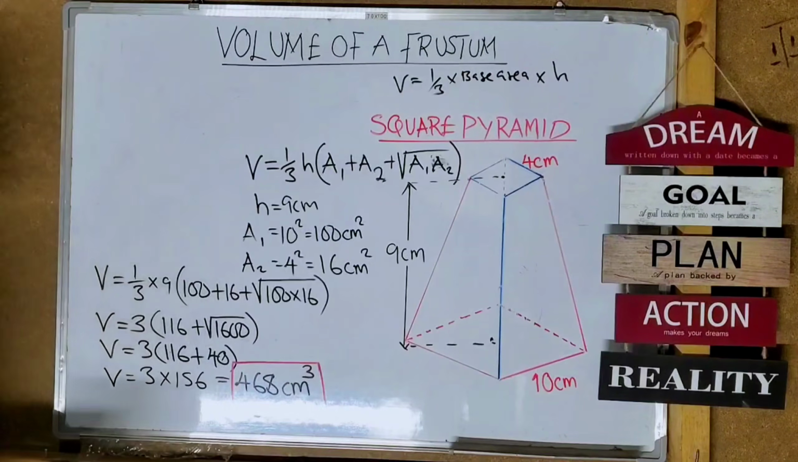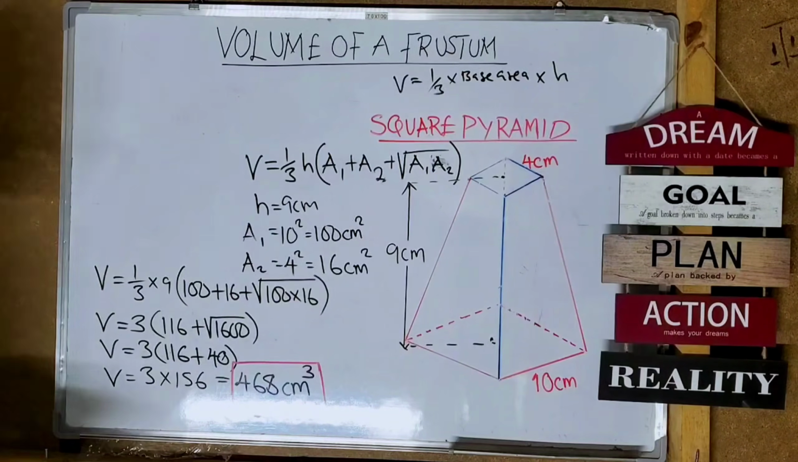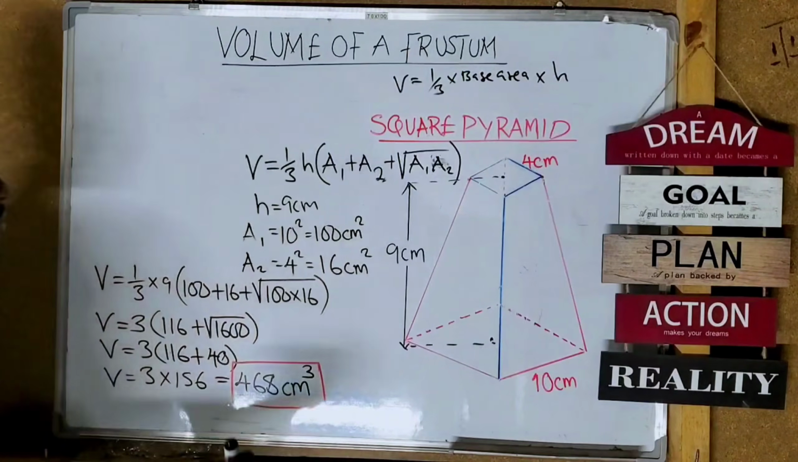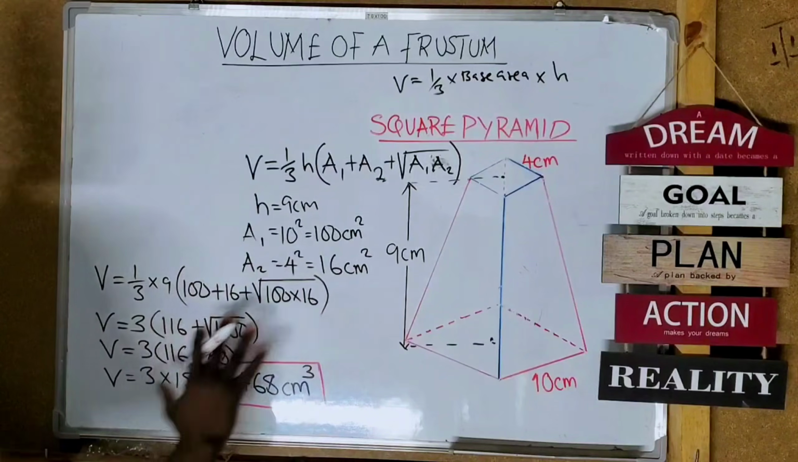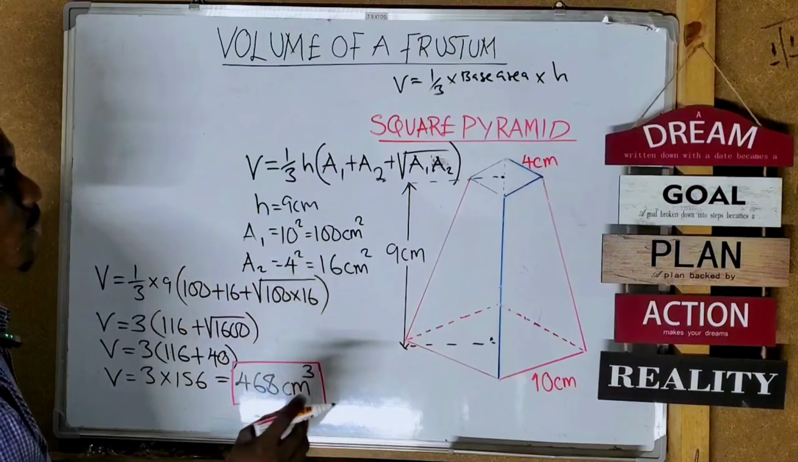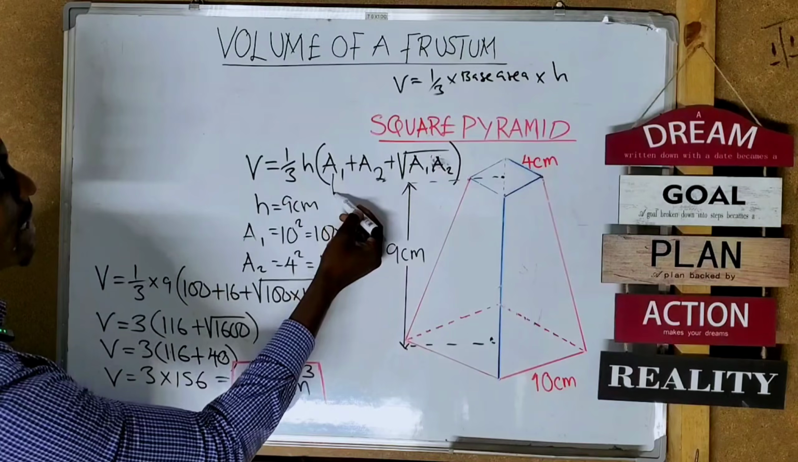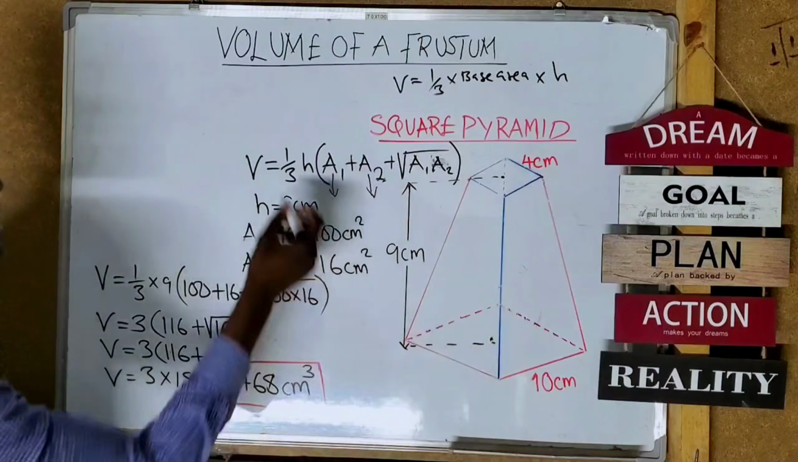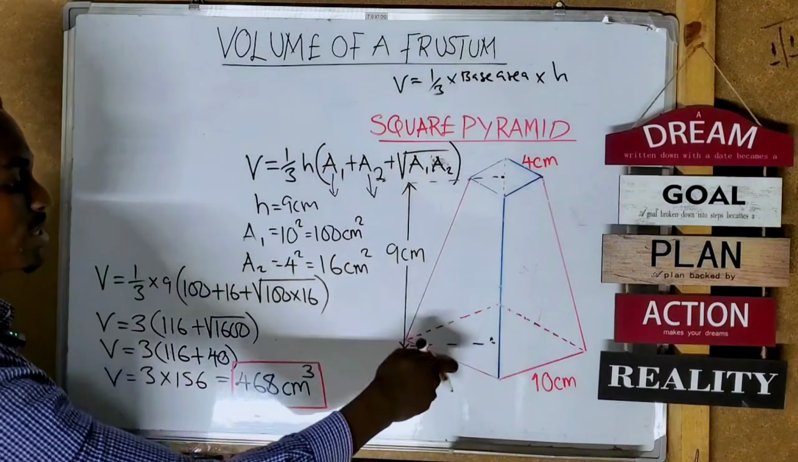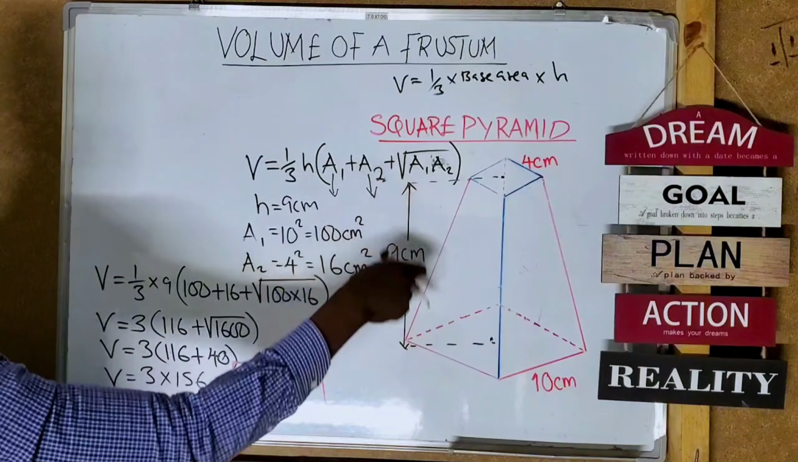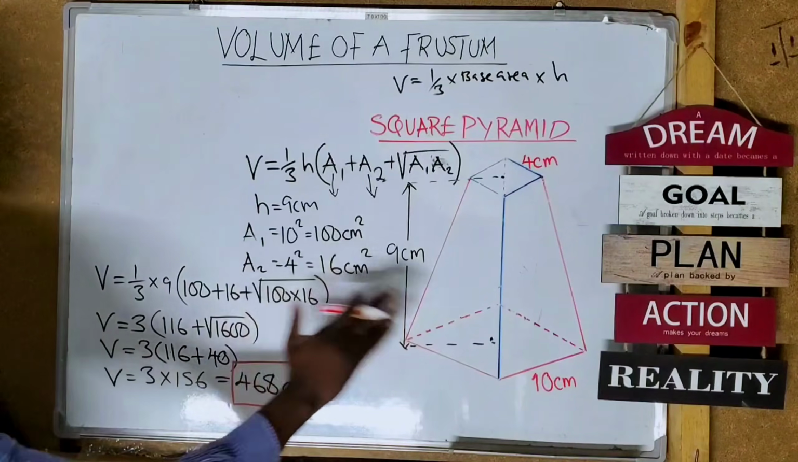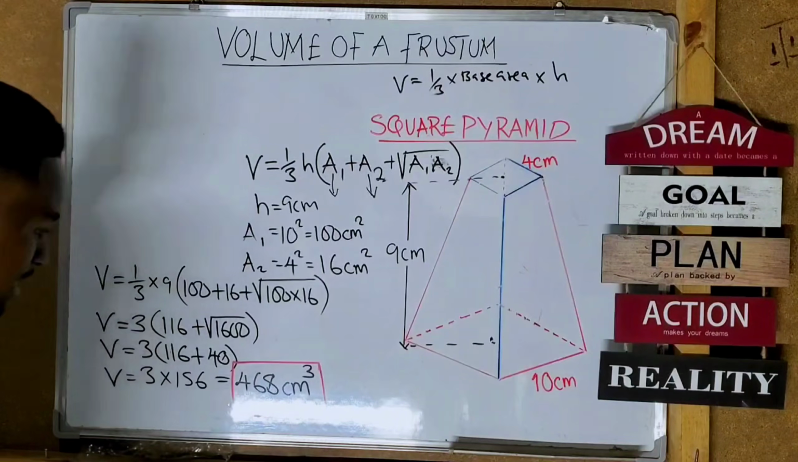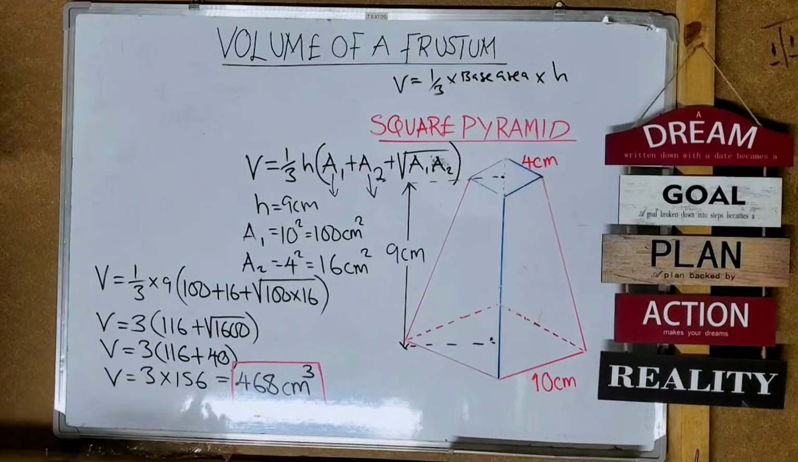So this is the volume of this frustum. Take note, this formula is applicable. This formula is very simple. What you need to know is to find area 1, area 2, that's it, and the perpendicular height, which is 9 centimeters as we are given according to this question. So this is it. It is 468 cubic centimeters.